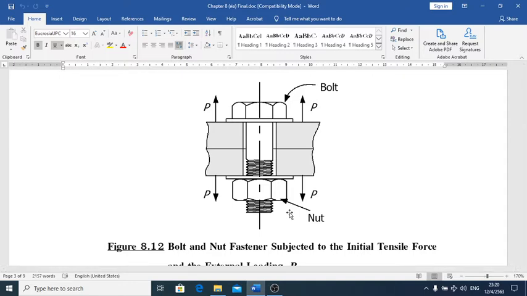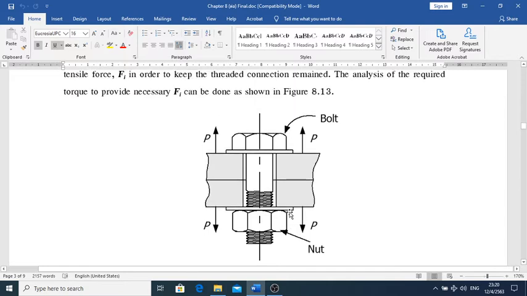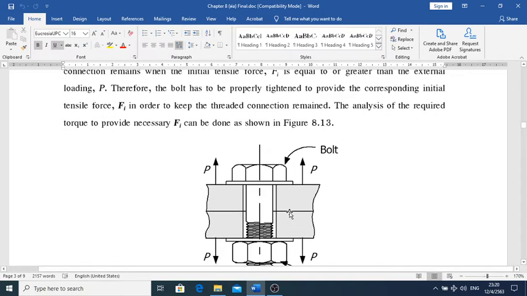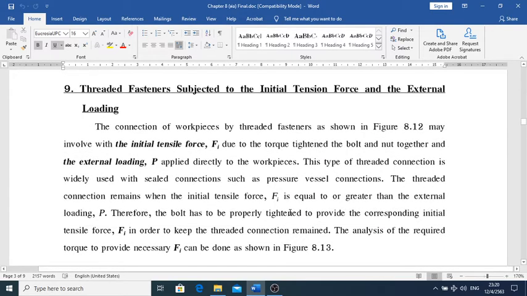and we have an external force of P applied on it. When we tighten the bolt, we exert a force of F sub I that needs to be enough to sustain it, in order to avoid P being greater than F sub I.